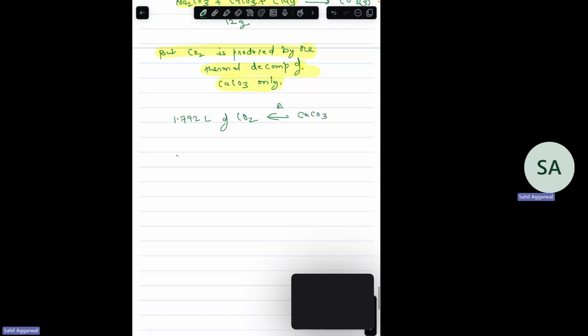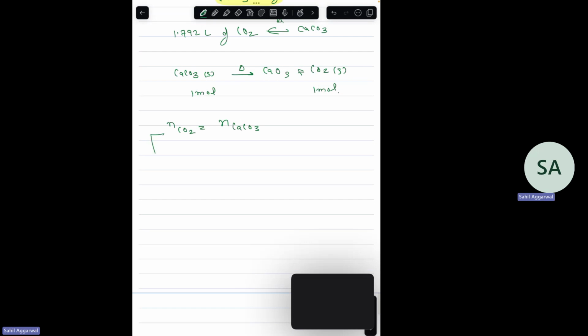कैसे निकाल सकते हैं? CaCO3 अगर हम डिकम्पोज करते हैं तो मिलता है CaO सॉलिड प्लस CO2 गैस. इसके 1 मोल से हमें ये 1 मोल मिलता है. मतलब moles of CO2 gas would be same as moles of CaCO3. और moles of CO2 कैसे निकाल सकते हैं? Volume divided by standard volume, which is 1.792 divided by 22.4. इसको अगर हम सॉल्व करते हैं तो it will come out to be 0.08 मोल.